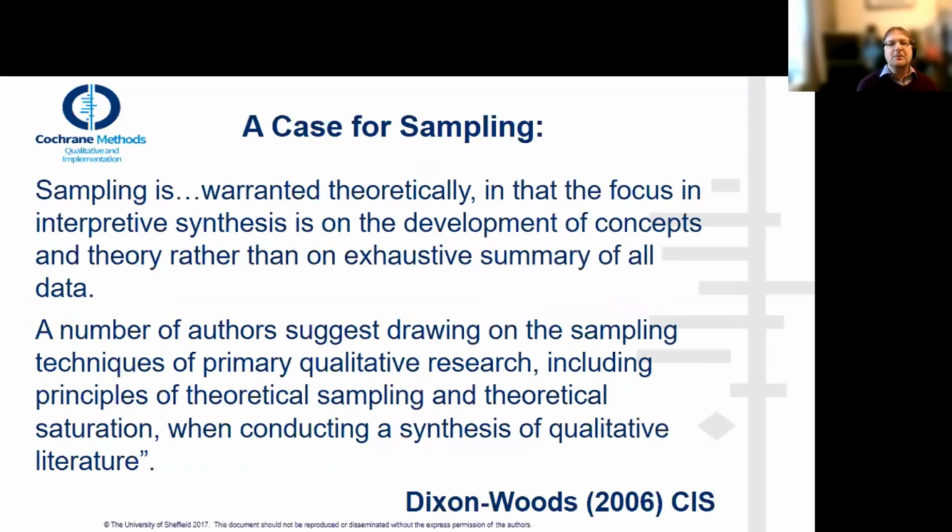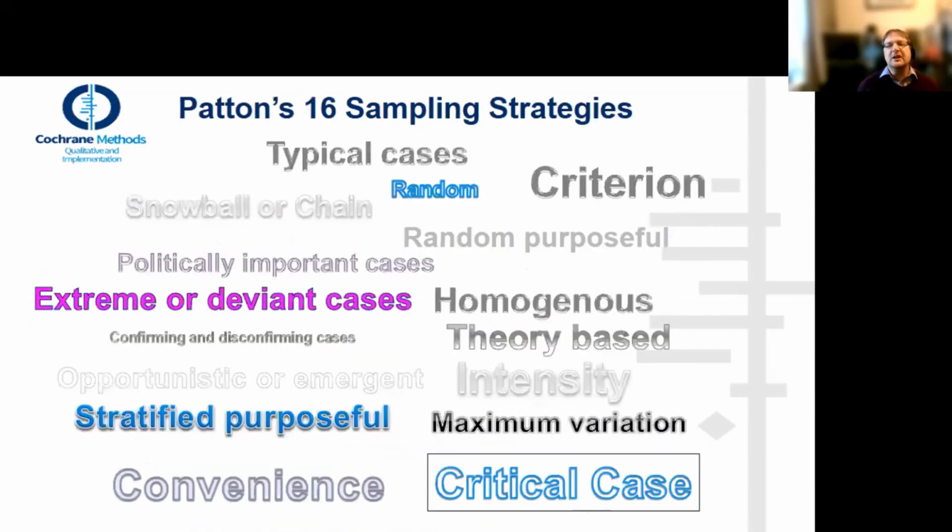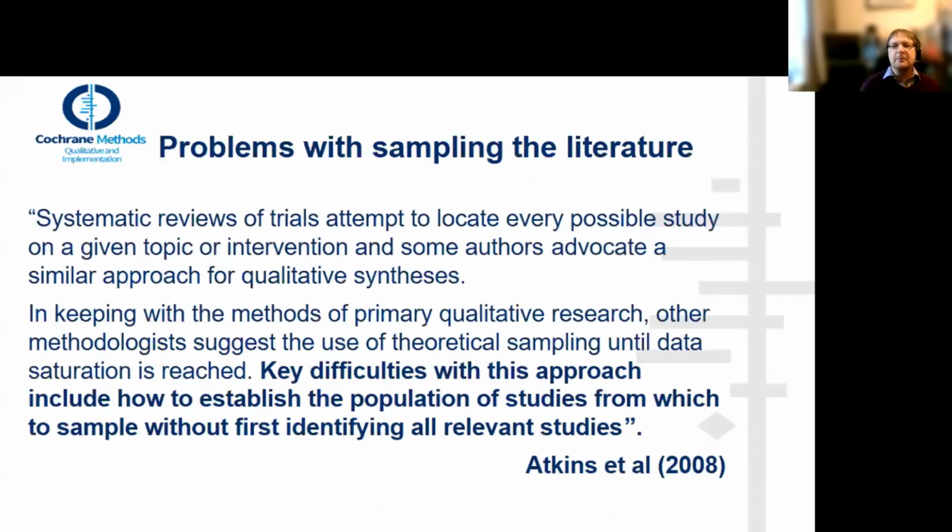So the case for sampling is warranted theoretically in that it mirrors a lot of qualitative research. A number of authors suggest that we can learn from primary qualitative research. And if we do so, then we open up an extremely rich toolkit, as described by Patton here. We have all of these methods that could potentially be used for sampling in a qualitative synthesis. And in fact, in our forthcoming handbook, we look at each of these and map it to an application of when you might use this particular strategy in your qualitative synthesis.